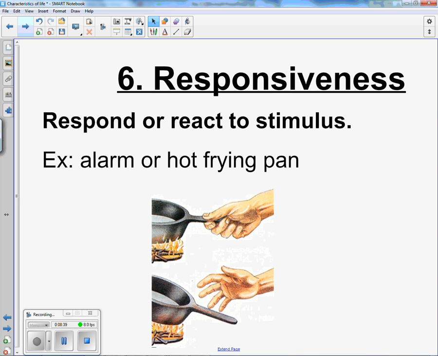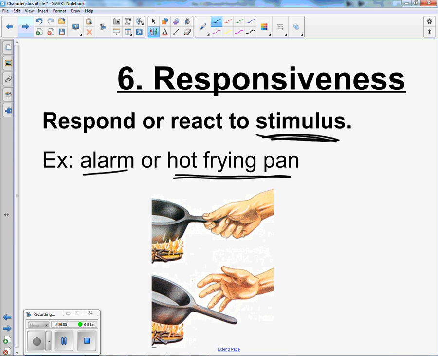Okay, responsiveness. So responsiveness is really important. Okay? So responsiveness is the ability to respond or react to a stimulus. So if I scream really loudly, what would you do? You'd probably react, right? That's a stimulus. A stimulus is something that causes a reaction. Okay? So imagine an alarm. So when the fire alarm goes off, you probably react. You respond. Okay? Or a hot frying pan.